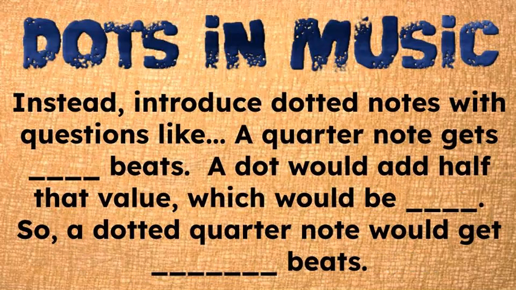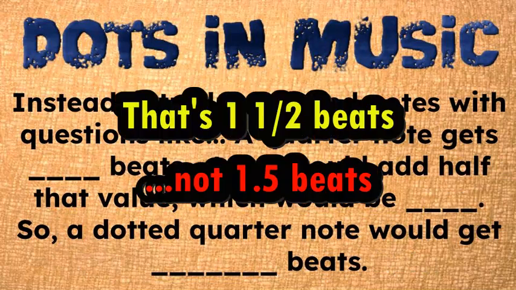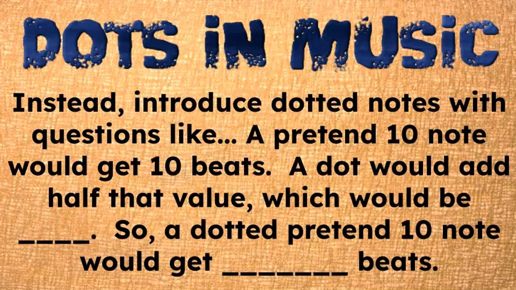Quarter notes get 1 beat, the dot adds half that value, which would be a half, and the dotted quarter note would be worth 1 1/2 beats. In music, we do like to use fractions. Please do not say 1.5. A pretend 10 note would get 10, the dot would add half of that, which is 5, so a pretend dotted 10 note would get 15.